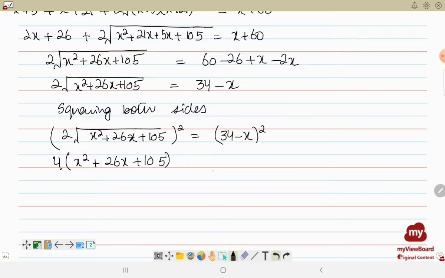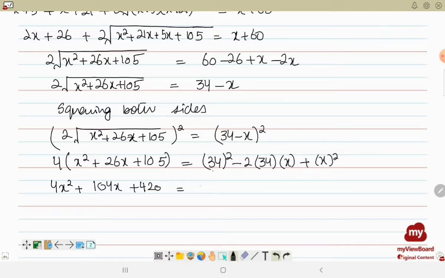And on the right hand side, we are having the second algebraic identity, which is (a minus b) square. So it becomes 34 square minus 2ab plus b square, means x square. So we'll open up the brackets, we'll open up all the squares. So we are having 4x square, and here we have 104x, and here we are going to have 420. And when you take the square of 34, it becomes 1156, and here we have 68x and plus x square.